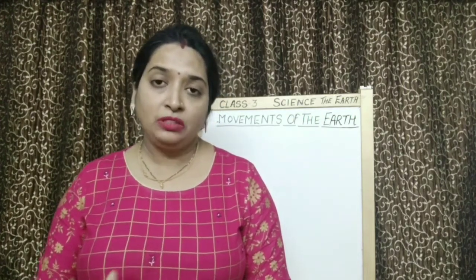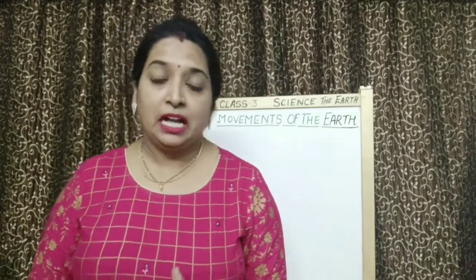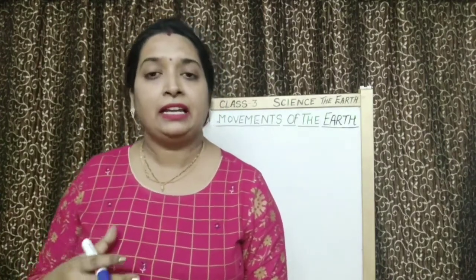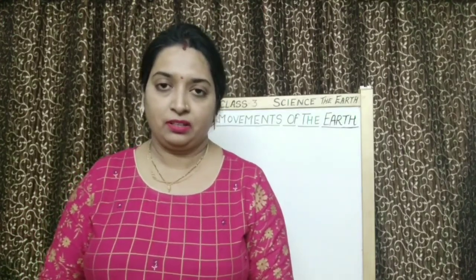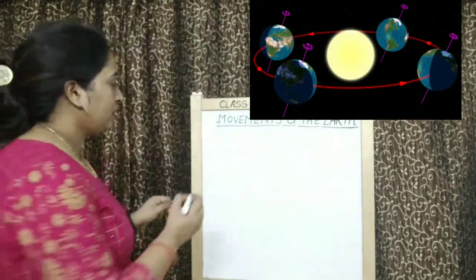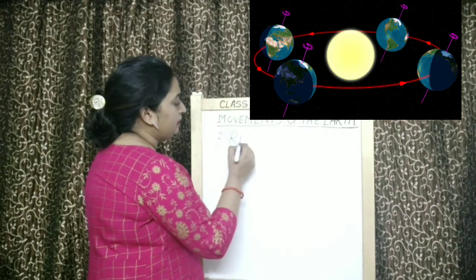So children, how do these seasons come again and again? Again summer will come, again autumn will come, then winter, then spring, and then they will keep coming in alternate manner. What is the reason behind that? So children, the reason behind these seasons is the second movement of the earth, and that second movement of the earth is called revolution.